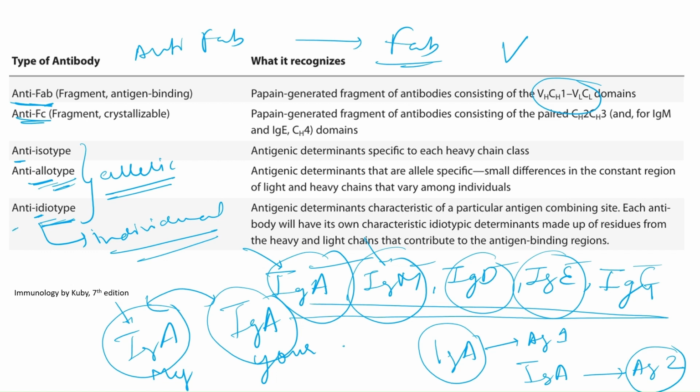So these markers are present in the variable regions because it is binding with the antigen. It is specific to antigens. These are antigen specific antibodies, so the markers for this are found in the variable region. Isotype and allotype markers are found on the constant region, but idiotype markers are found on the variable region because these are antigen specific antibodies.